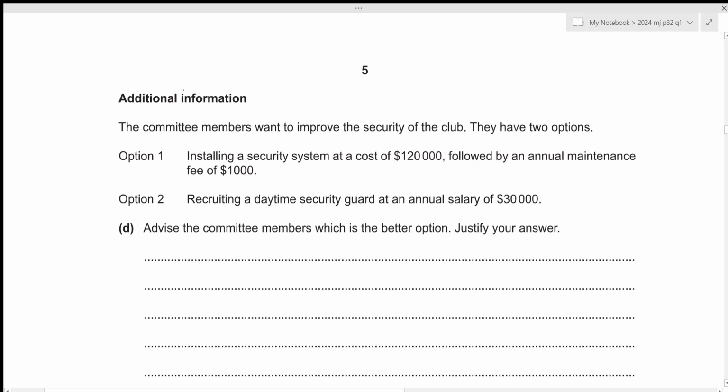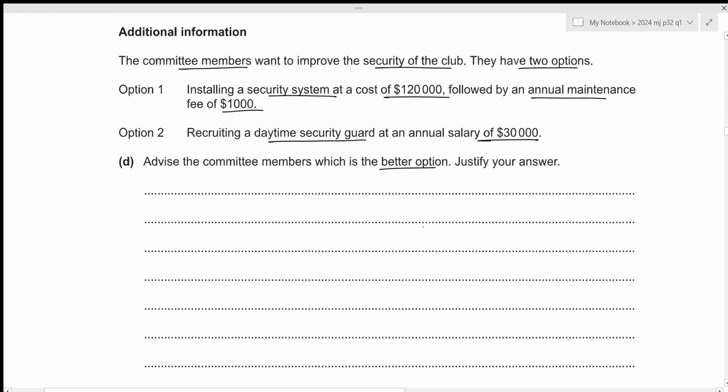Now we have been given the additional information. The committee members want to improve the security of the club. They have two options. Option 1 is to install a security system at a cost of 120,000, followed by an annual maintenance fee of 1,000, whereas option 2 is to recruit a daytime security guard at an annual salary of 30,000. We need to advise the committee members which is the better option by justifying our answer. And in this case, this is 5 marks. 1 mark will be reserved for the decision. Then 2 marks will be for option 1, and it's better if you write 1 advantage and 1 disadvantage, and 2 marks will be for option 2.